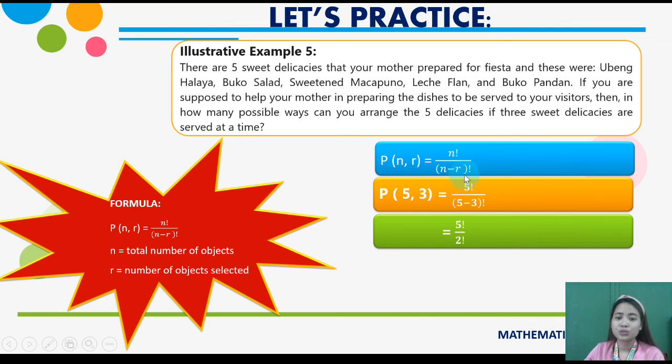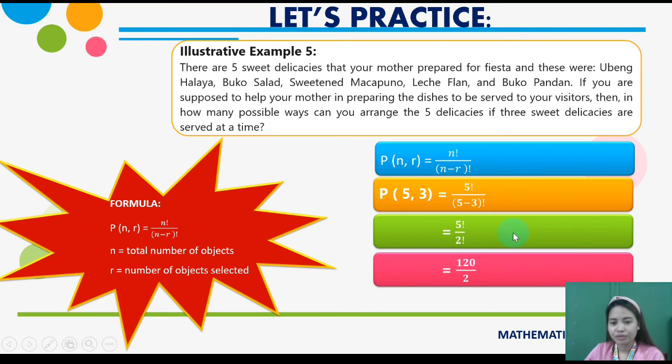Then we need to simplify the given. So we have 5 factorial. You need to solve first those numbers inside the parentheses. So just copy 5 factorial. Then we have 5 minus 3, which becomes 2 factorial. Okay, so we have here 5 factorial is equivalent to 120 all over 2, because 2 factorial is equivalent to 2. Therefore, perform the indicated operation. We need to divide it by 2. So the final answer will become 60 possible ways.